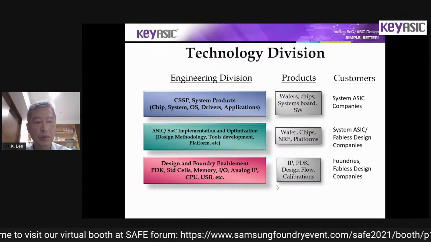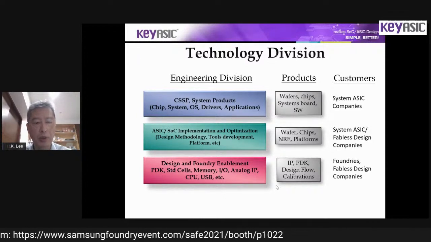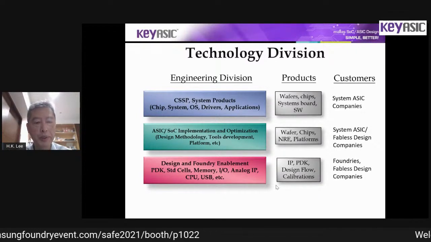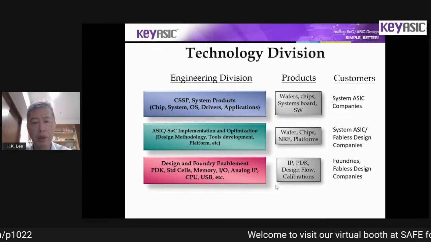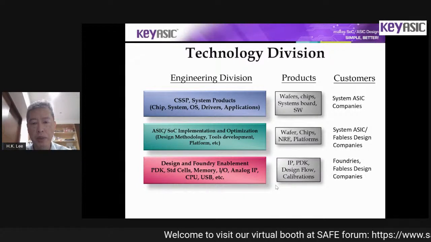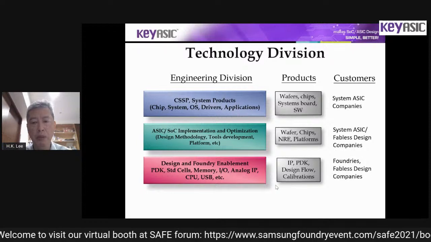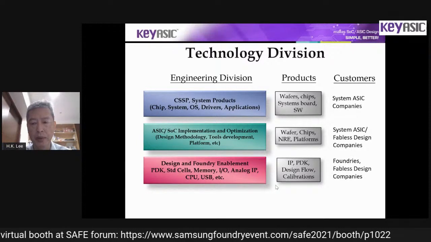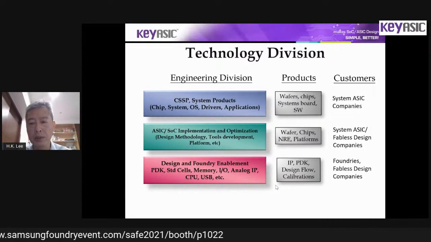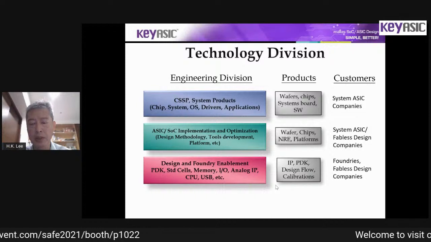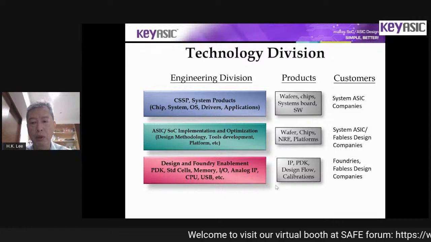The second level of engineering division is the ASIC SoC implementation and optimization, with design methodology, tool development, and platform. For this level of customers, we can provide the wafer, chips, NRE, and the platform building for the customer's requirement. The customer target will be system ASIC fabless design companies who can build their chips and their systems with our own service scope.